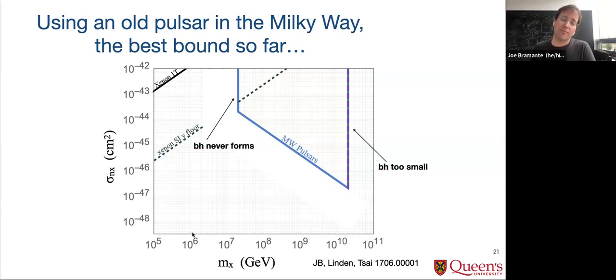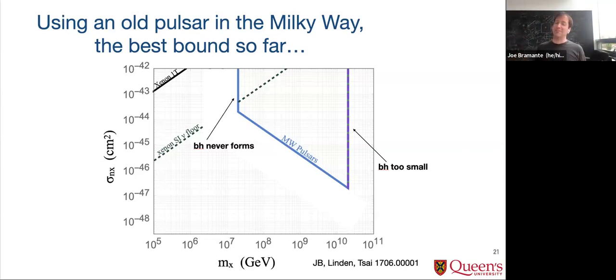At low enough dark matter masses, you just never exceed the Chandrasekhar mass, so you never actually collect enough dark matter to form a black hole. At high enough dark matter masses, the black hole you form will be so small that it'll evaporate away very quickly via Hawking radiation.